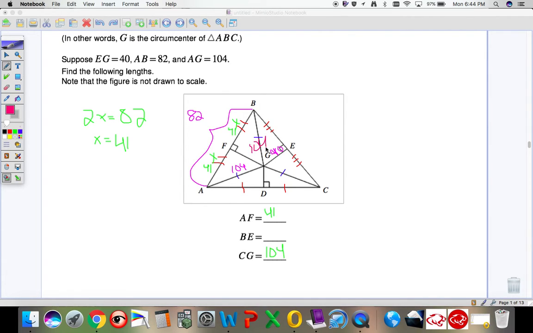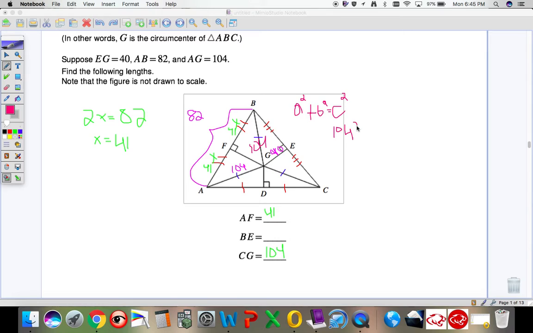104. So you can use Pythagorean theorem, and this is going to be so ugly. I know it is. A squared plus B squared equals C squared. Oh my goodness. Okay, it's better than nothing. So now across from your 90 is your C, that's 104, so here's 104 squared.